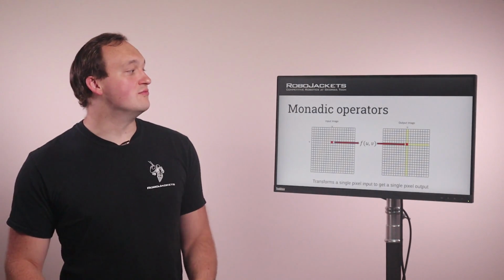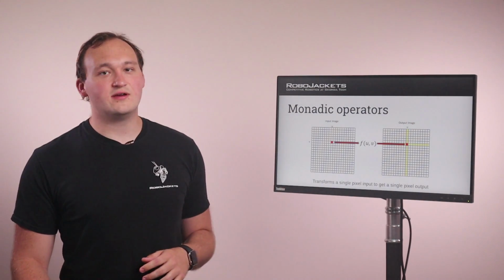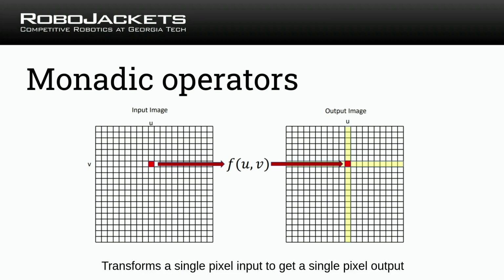So first off, we have this thing called monadic operators. What they are is some function that you apply to a single pixel. So we have some input image, we take a single pixel from that input image, we apply some function to it, and we get some output image.